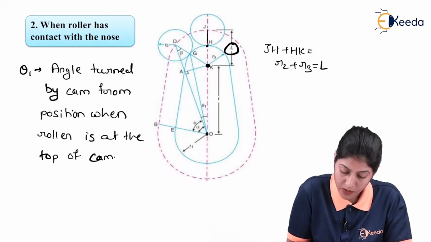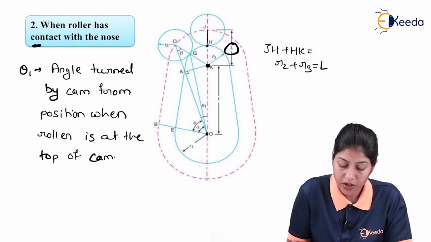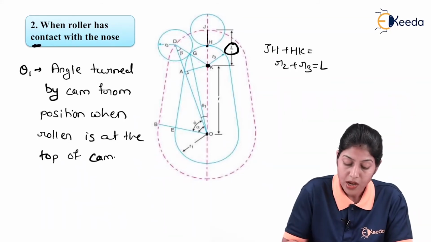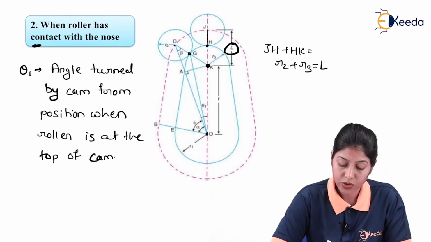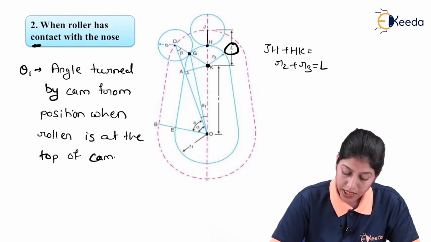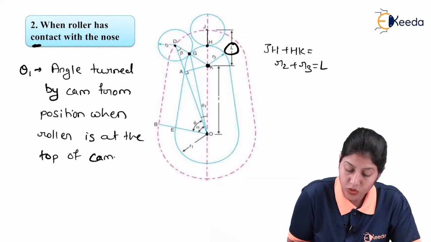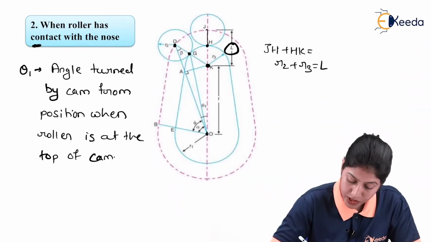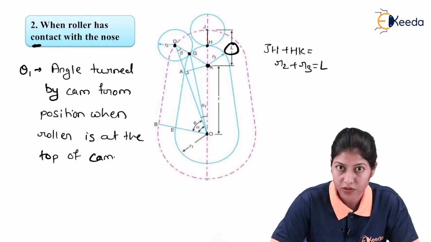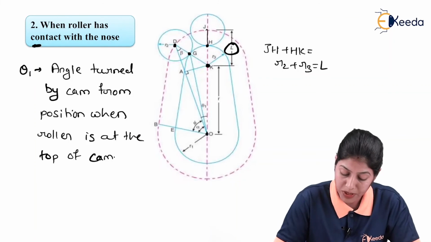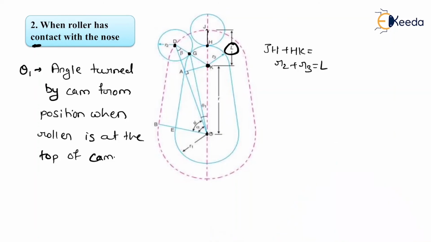Now here we have all the positions for this particular condition and the angle theta 1. Now if we want to define the displacement of this roller follower from this position to this position, it is defined by these two lines OD and OJ, similar to the previous case. OD represents the initial position and OJ represents the final position of the follower at the topmost position. So displacement we can define as OJ minus OD.